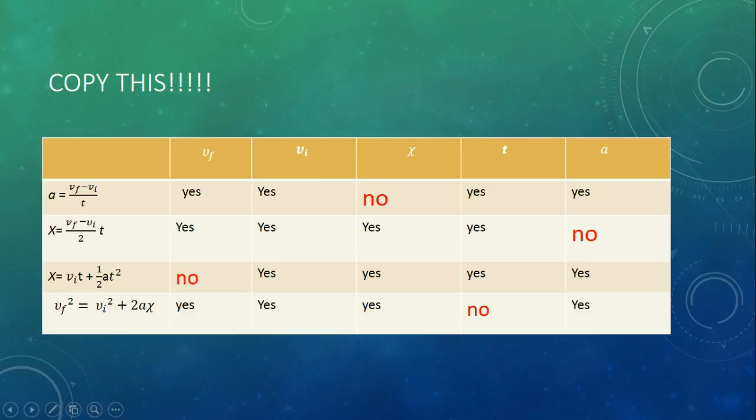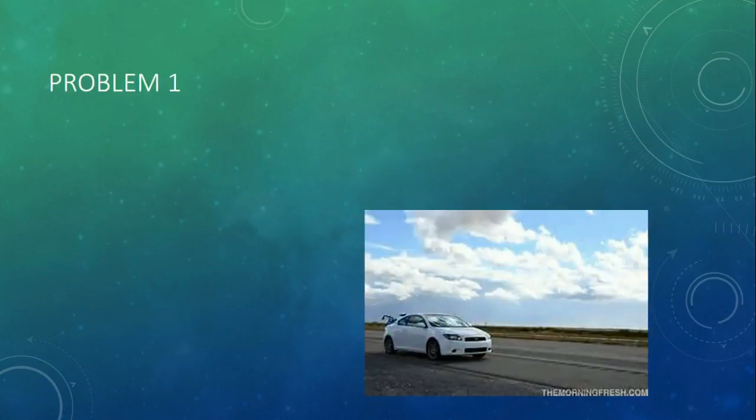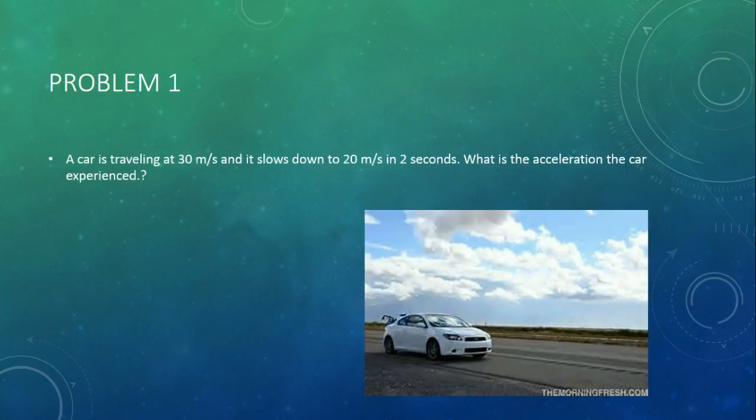Have this by your side when you're solving the first few problems, and try to cover this up and pick a formula by yourself without looking at it, eventually, as you solve more and more problems. So here is our first problem. A car is traveling at 30 meters per second and it slows down to 20 meters per second in 2 seconds. What is the acceleration of the car? Or rather, what acceleration did the car experience, it should say.